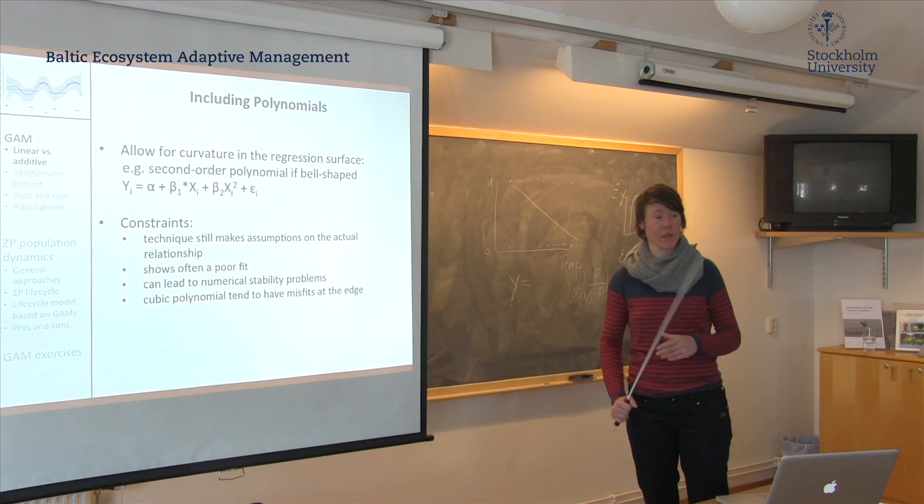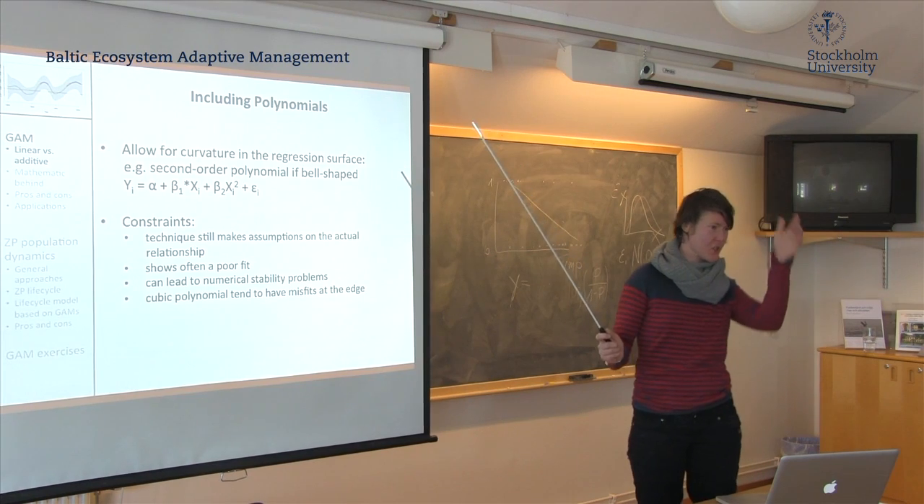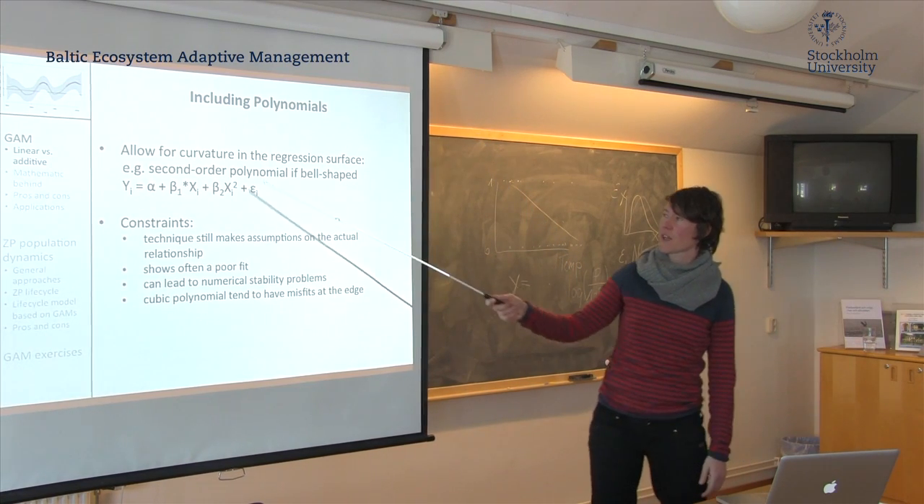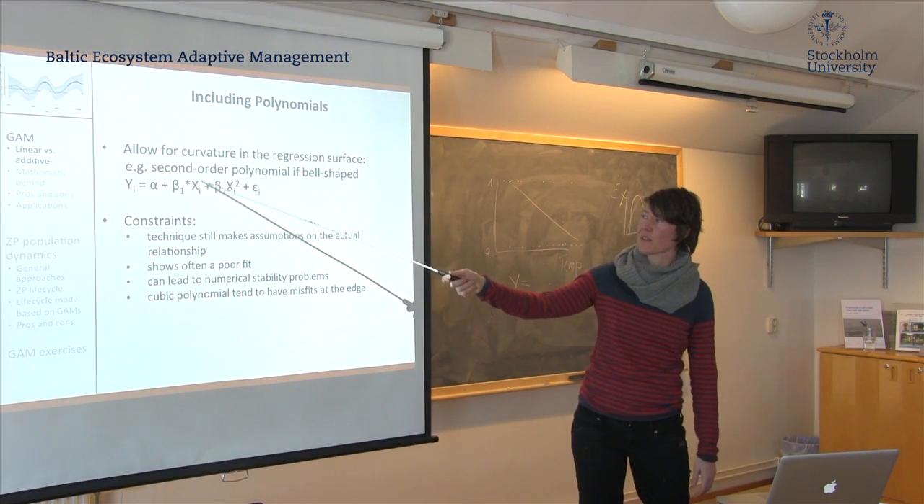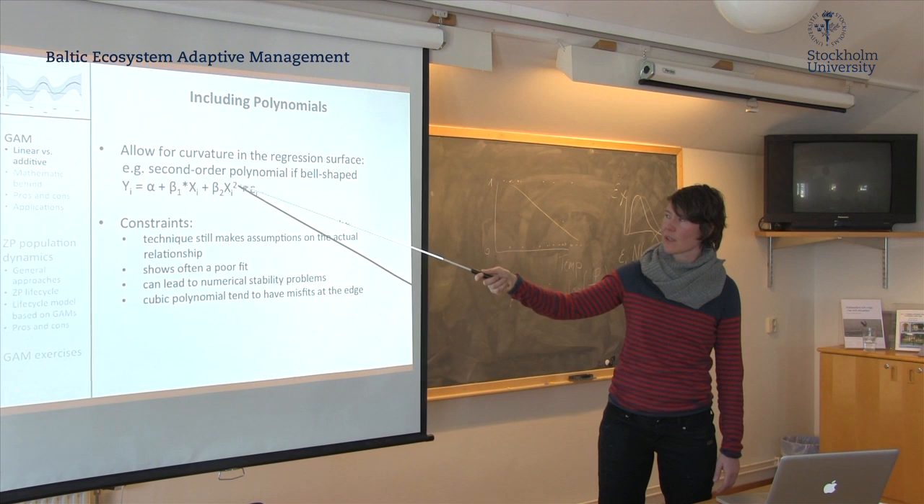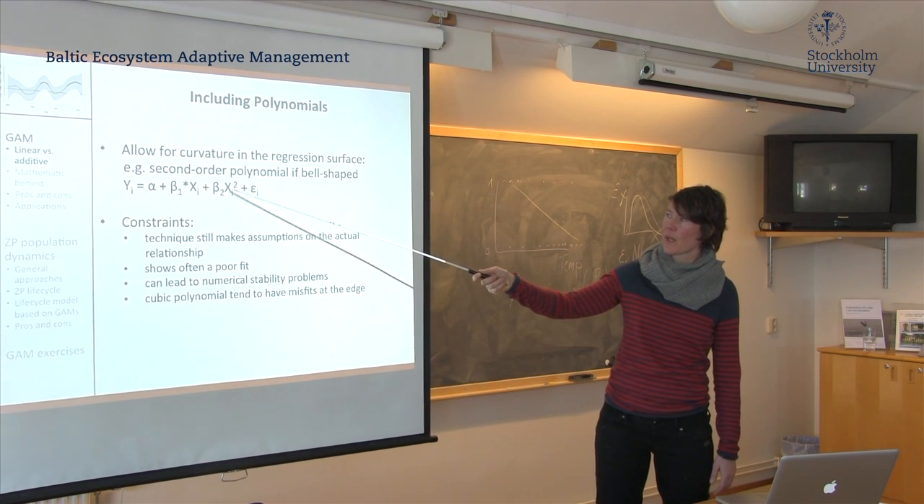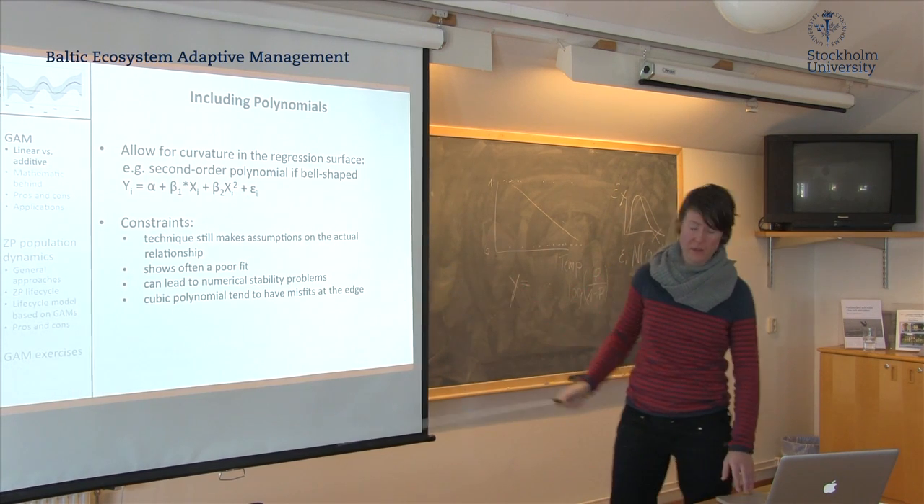But instead of doing transformation, you can also include polynomials. For example, if you have a bell-shaped curve, then a second order polynomial would be suitable, which means you still have your same predictor, but now you take it by the power of 2 and multiply it with another coefficient that has to be estimated within your regression.